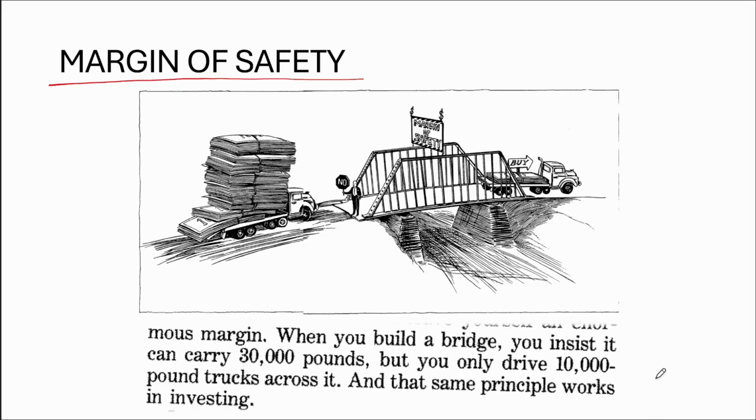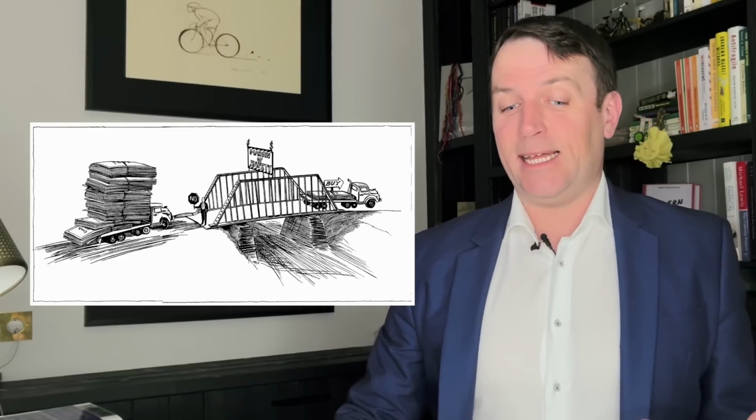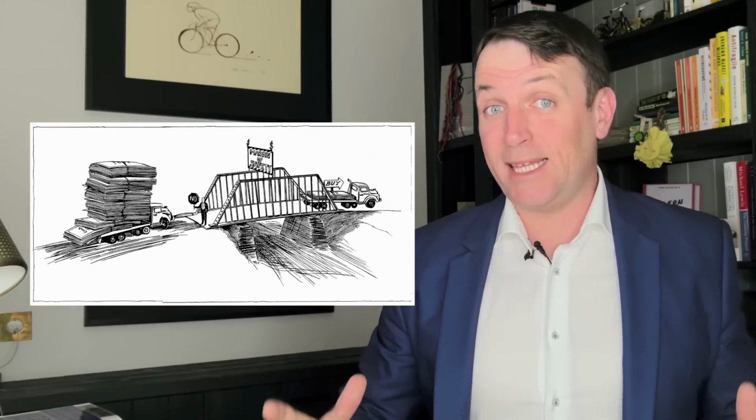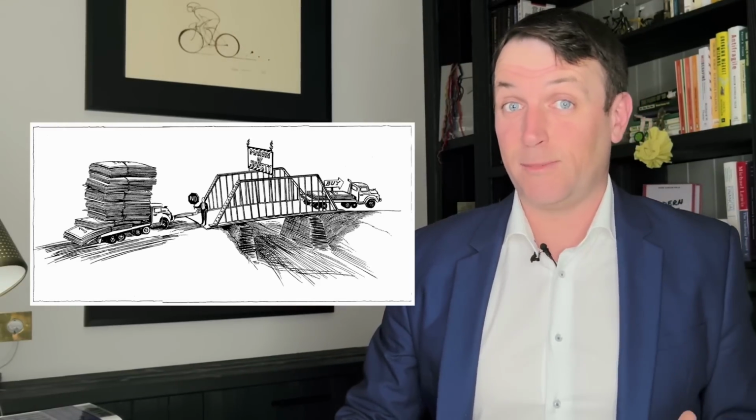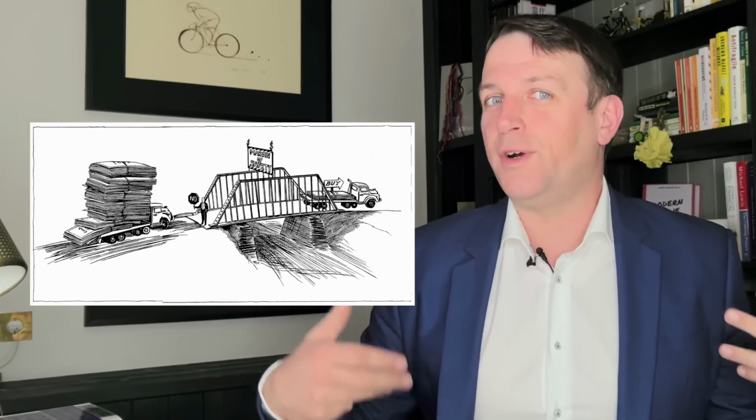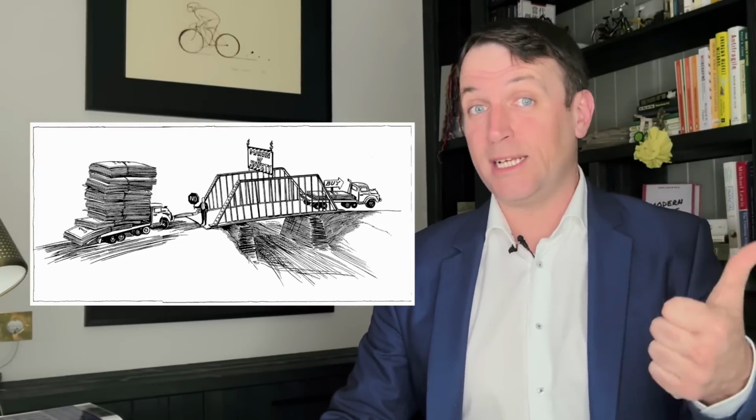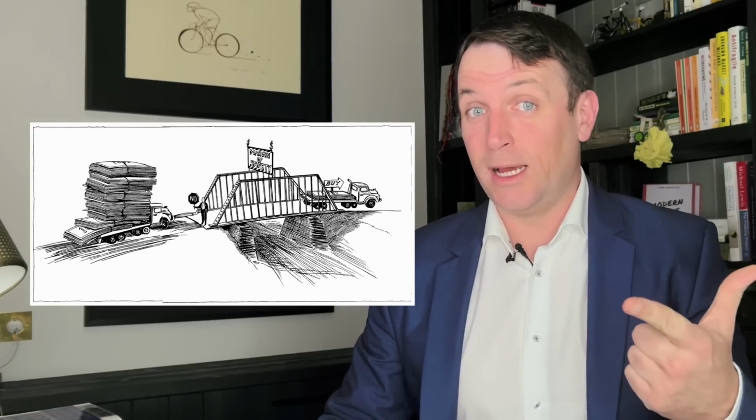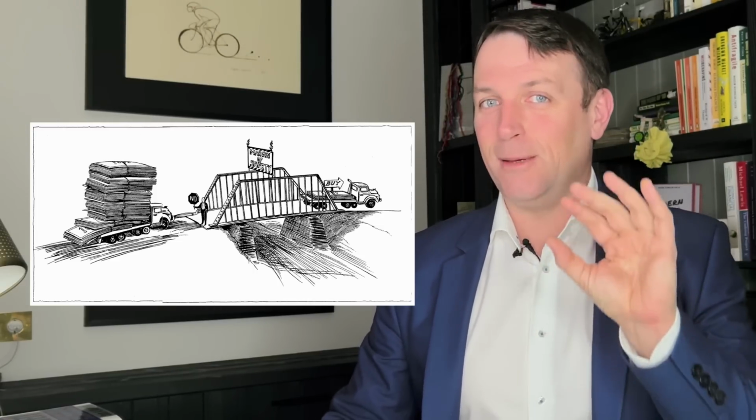But if we immediately go to Warren Buffett, when you build a bridge, you insist it can carry 30,000 pounds, but you only drive 10,000 pound trucks across it. And the same principle works in investing. The only problem is that if you go with 10,000 pound trucks on a 30,000 pound bridge, you need to go 3 times over it. It is more expensive, it is slower, but it is certainly more certain.